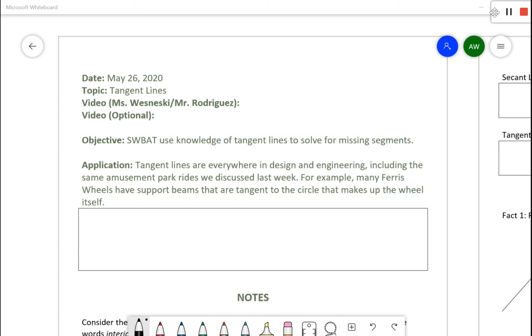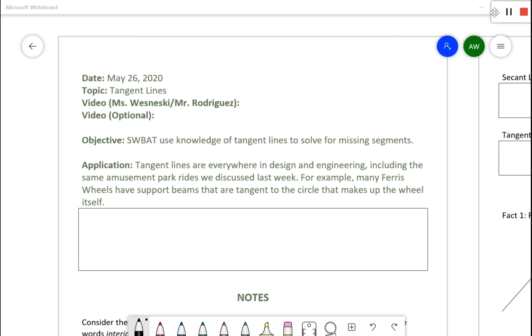So one application of tangent lines in the real world, we're actually going back to engineering like we do with a lot of circle things. Tangent lines are everywhere in design and engineering, including the same amusement park rides we discussed last week. For example, many Ferris wheels have support beams that are tangent to the circle that makes up the wheel itself.